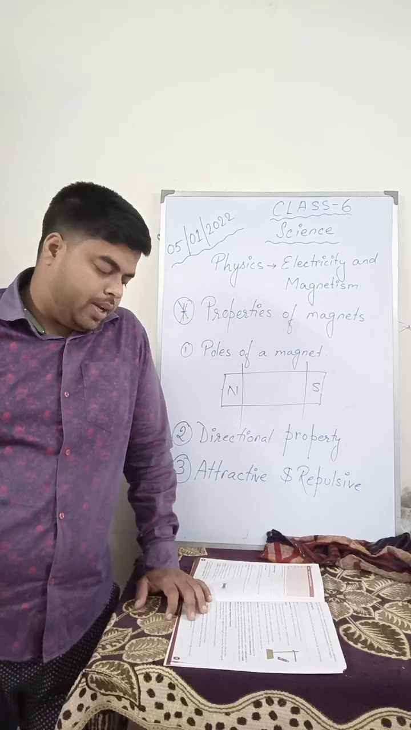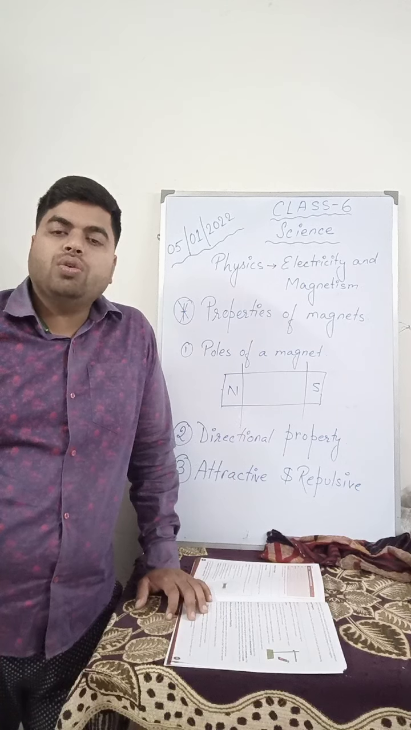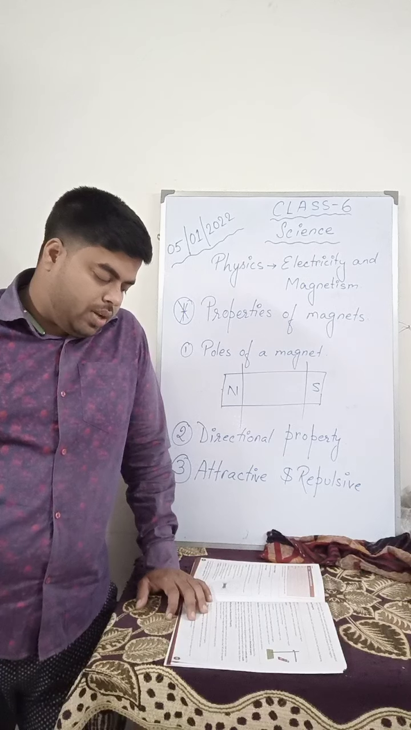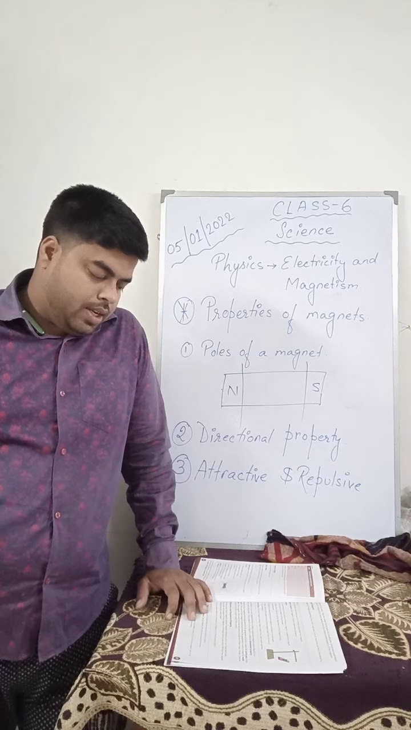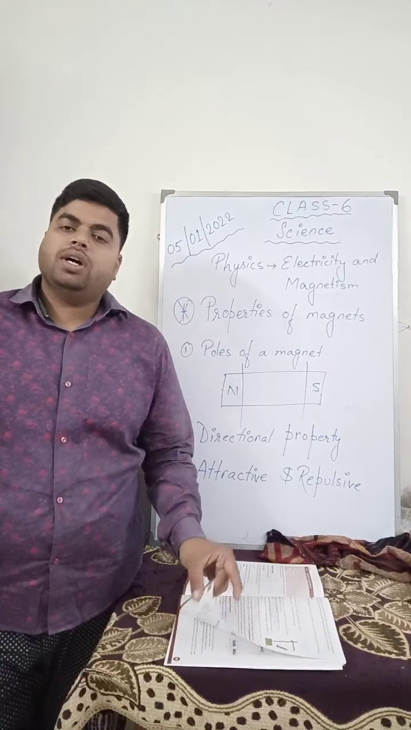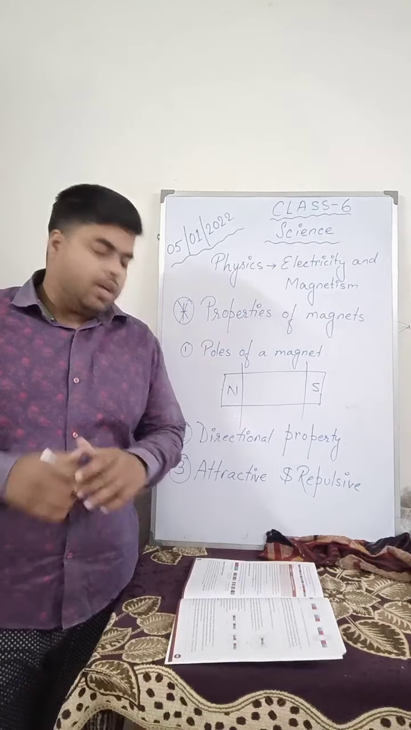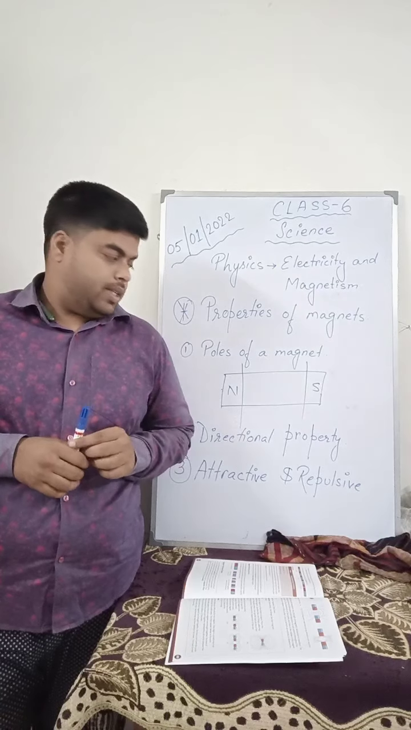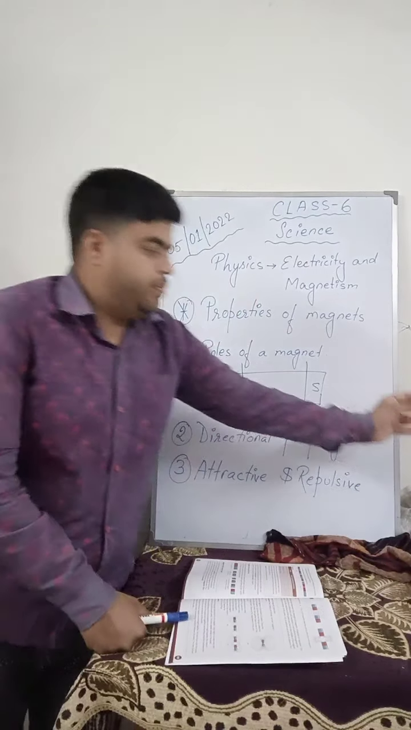But what will happen if two magnets are brought close to each other? Will both the magnets always attract each other? Let us understand the behavior of magnets from the following activity. Again, they have given you an activity, you will see. Now, suppose you have two magnets. So, let me show you.